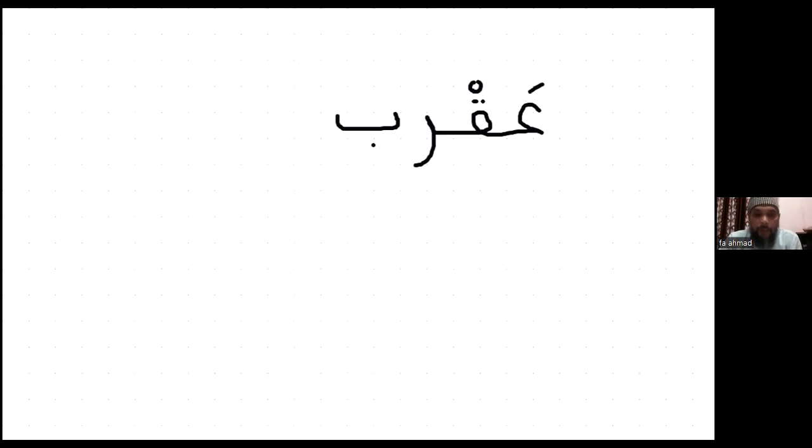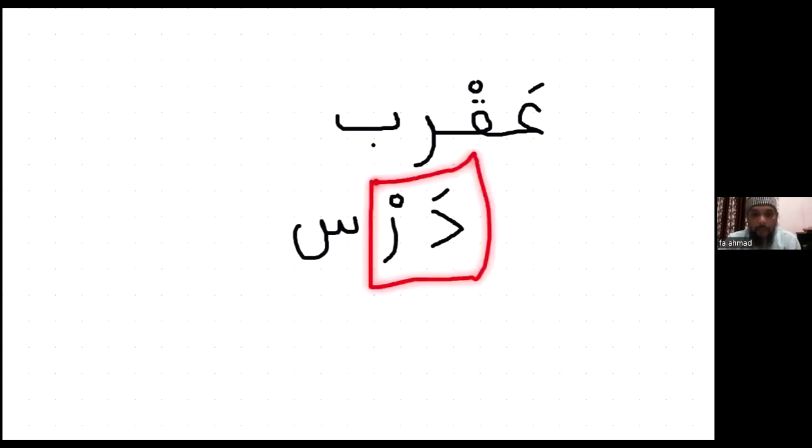Now let's see another word. Here is dal, ra, and sin. So dal fatha and ra sakin. Ra with the sukoon sign is called ra sakin. So dal fatha, ra sakin sounds dar. And this word is dars.